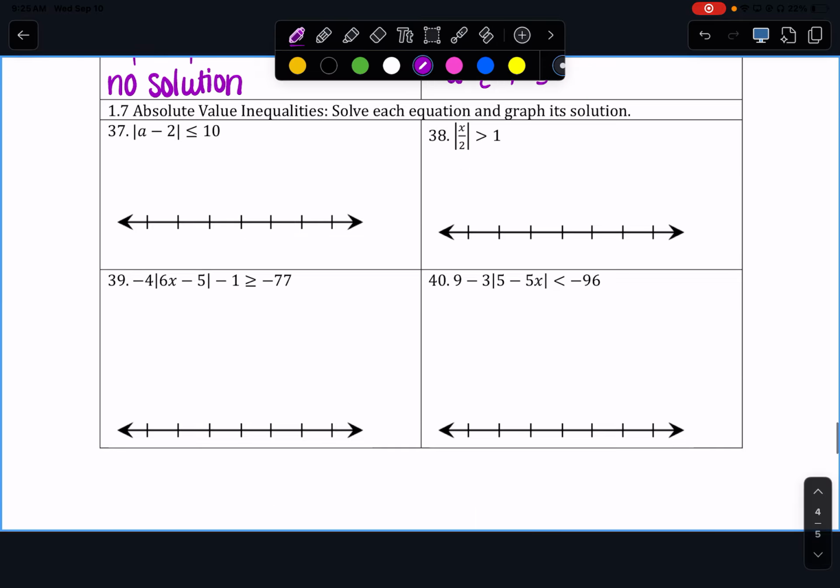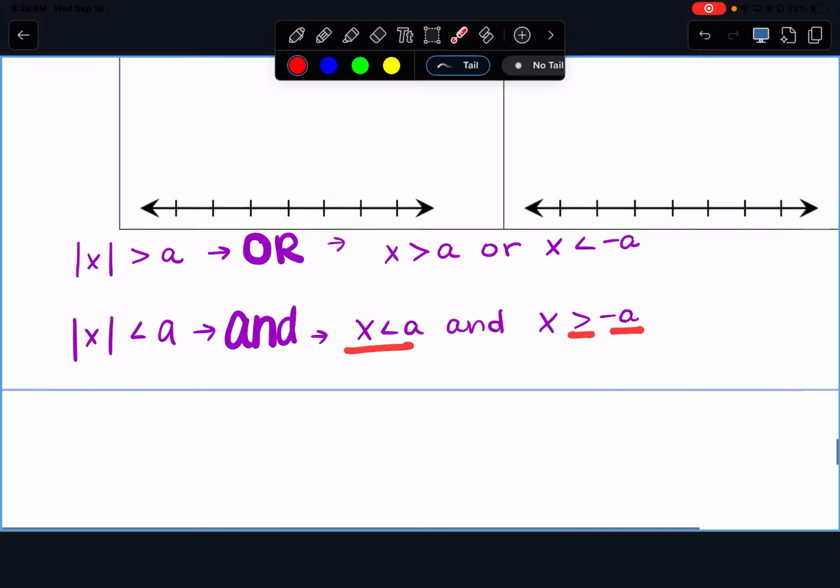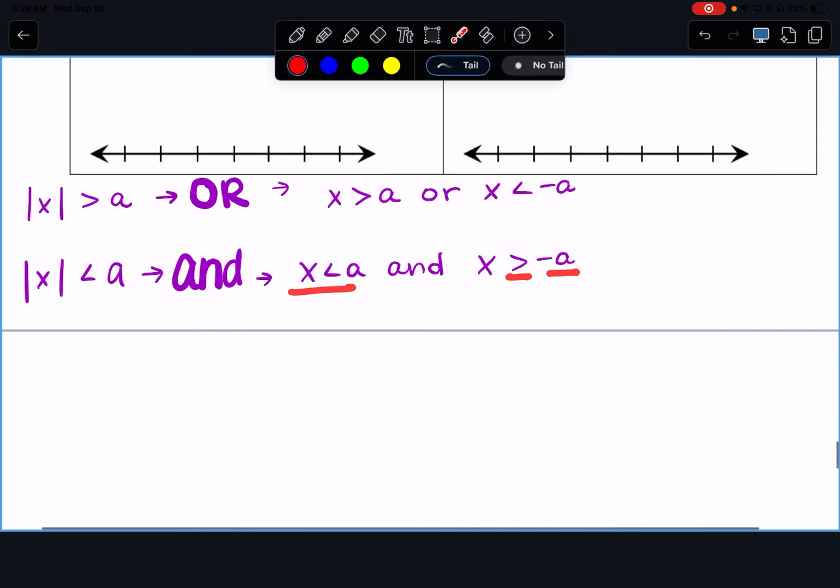So we can do this as x is less than a and x is greater than negative a. Again, keep, switch, switch. An AND compound inequality can also be written as negative a is less than x is less than a. Either works, okay?